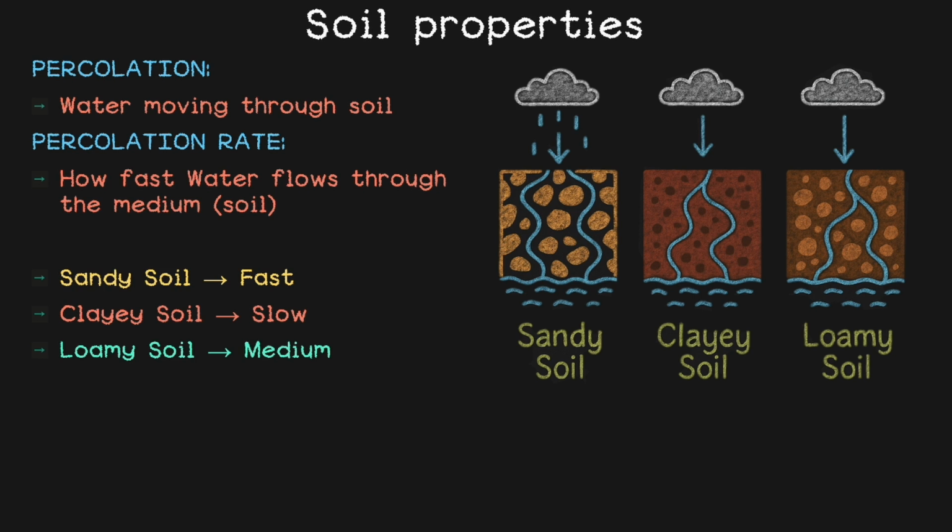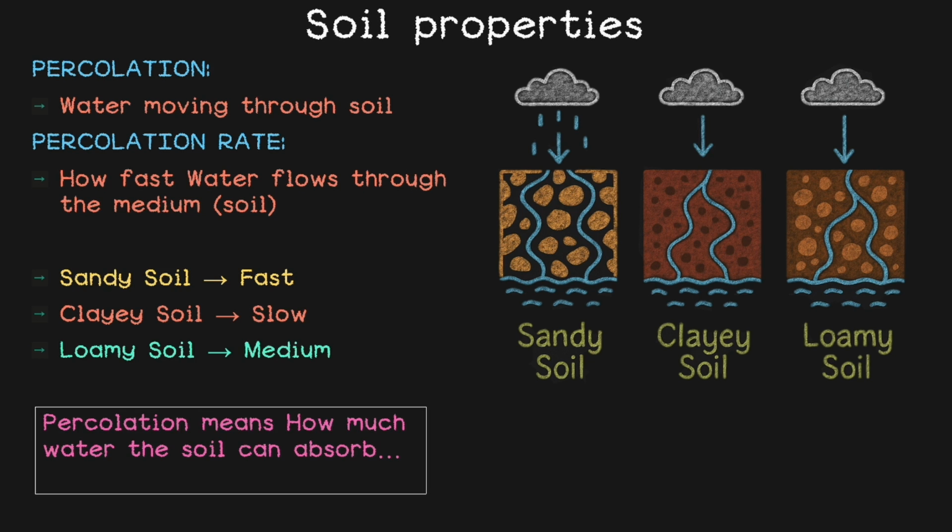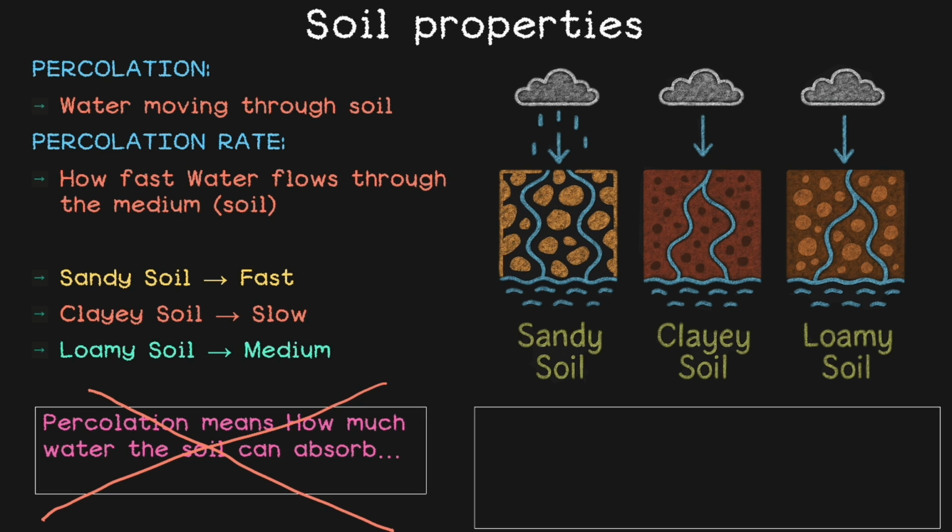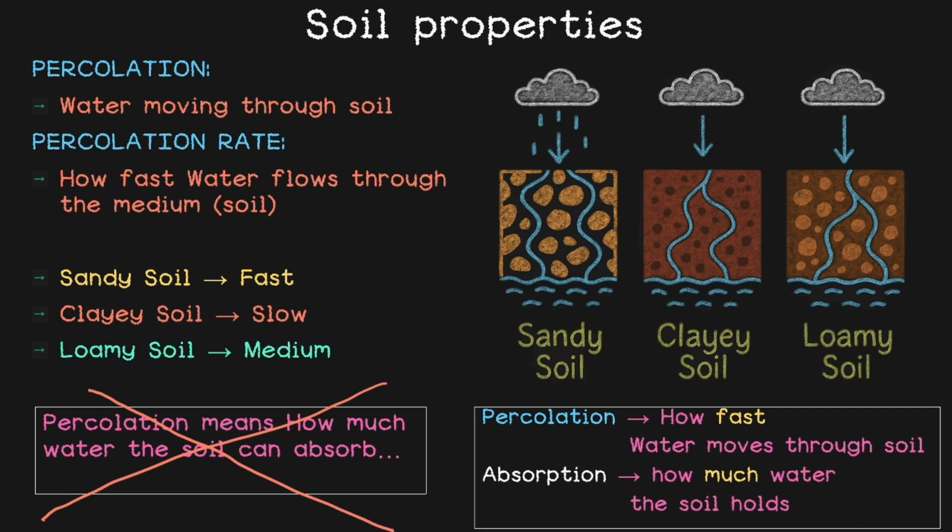But here is something students often confuse. They often see percolation as how much water the soil can absorb. That's completely false. Percolation is actually how fast the water moves through. How much water the soil holds is something we call absorption. You have to understand the difference between percolation and absorption, and I hope this clears it up. Percolation means how fast water moves through the soil, and absorption means how much water soil holds. Big difference, right?